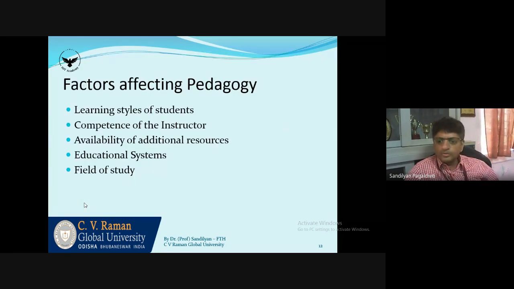Yeah. Now, let us understand what are the different factors which affect pedagogy. The most important factor is the learning style of a student. The students can be audio learners, kinesthetic learners, visual learners, and somebody might be a mix. So if your teaching methodology is not addressing different types of learning, then a part of the class will feel left out.